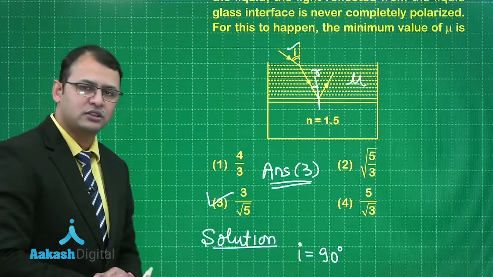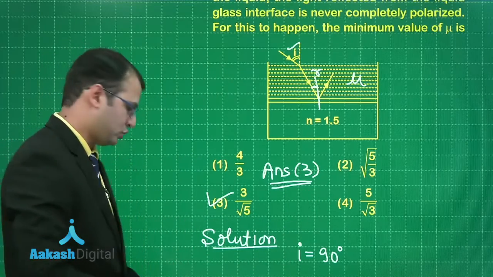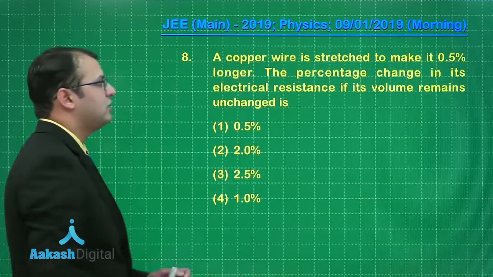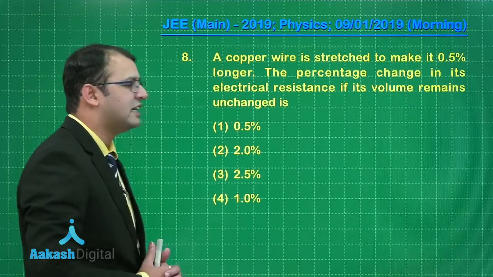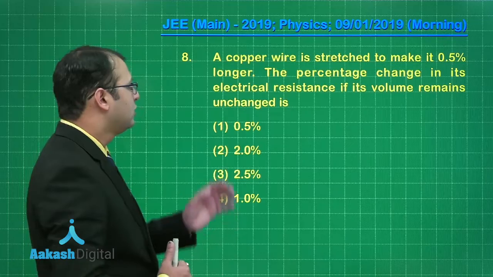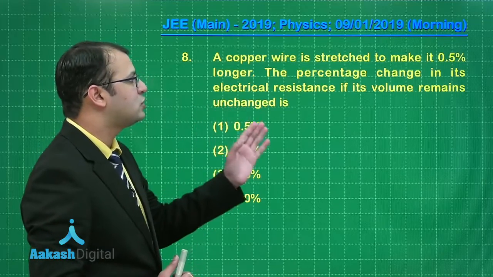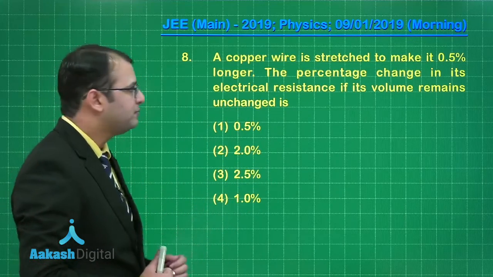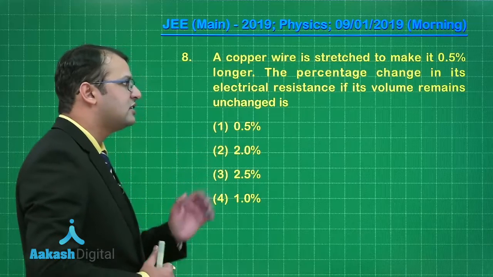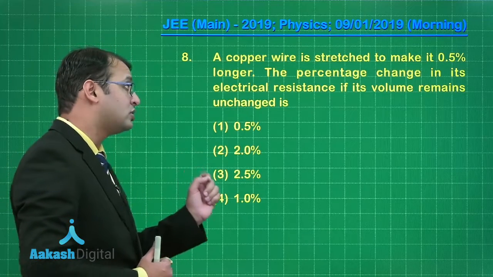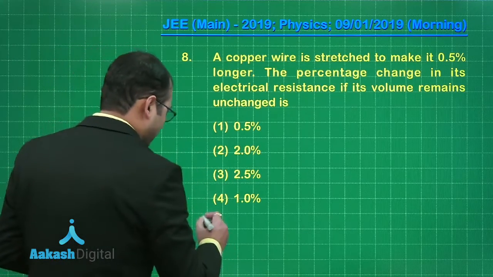Hope you have understood this one. Let's move ahead and see the next question. Now this question belongs to current electricity, that is the electromagnetism section. The question says a copper wire is stretched to make it 0.5% longer. The percentage change in its electrical resistance if its volume remains constant is. So let's start with the solution.